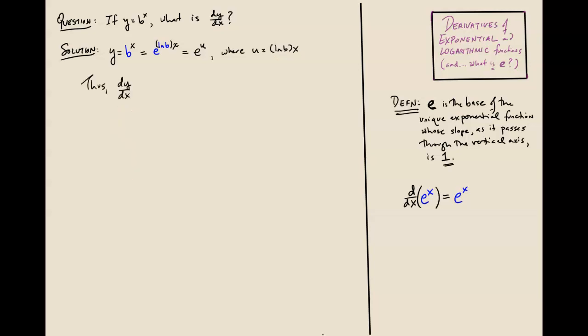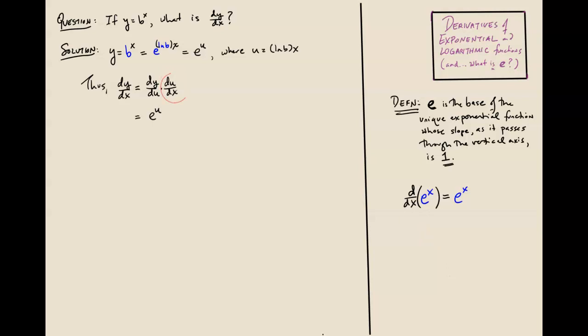Thus dy dx is, we're going to use our little factoring trick, dy du times du dx. This equal sign holds because the du's cancel, and now we just need the various pieces. dy du, derivative of y with respect to u. Well, y is e to the u. Well, the derivative of e to the u with respect to u is, of course, e to the u. That's our property of the exponential function.